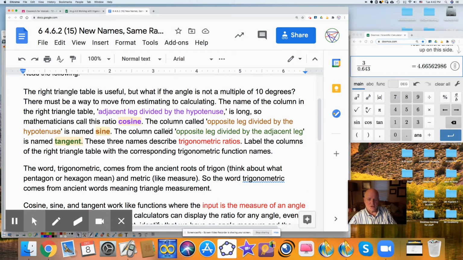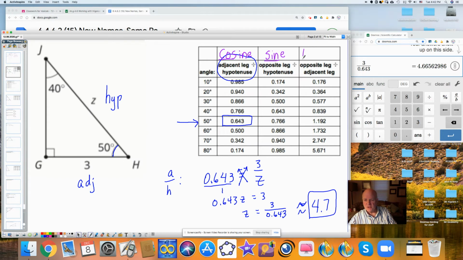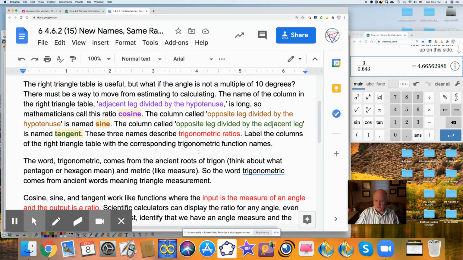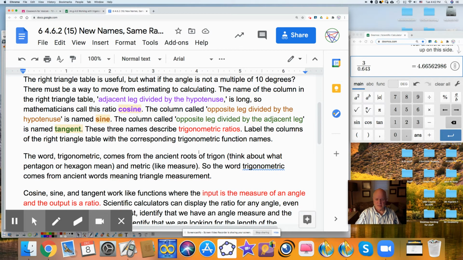The ratio for the opposite leg divided by the adjacent leg is called the tangent. It's also what a female geometry student was looking for on the beach. But we are going to abbreviate that T-A-N, tan. And these three names, the tangent, cosine, and sine, represent the trigonometric ratios. So from now on, instead of calling it the adjacent leg divided by the hypotenuse, we will call it the cosine, or we'll call it the sine, or the tangent.